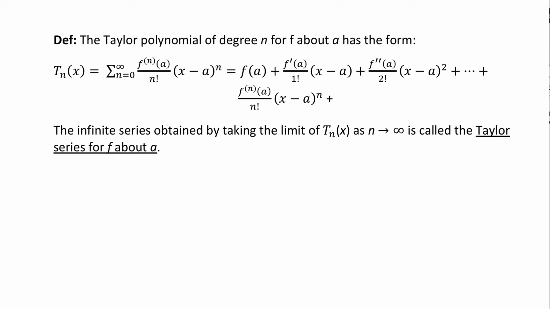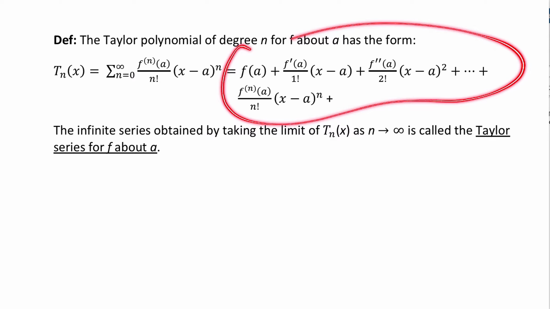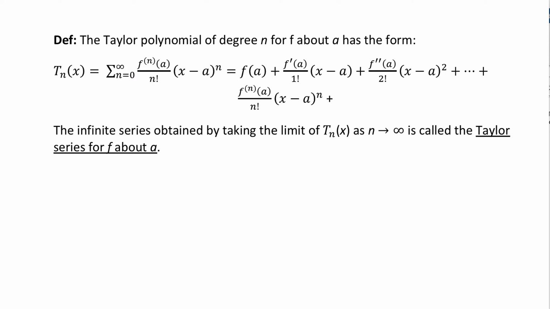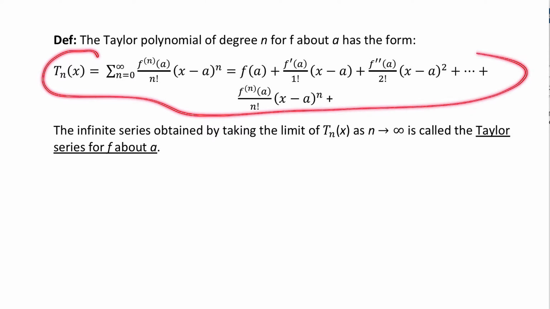So I'm going now to use this to define my Taylor polynomial, okay? Now the Taylor polynomial of degree n for f about a has the form, and then what I just said, right? It's just the sum of, well, the cn coefficients are given by the nth derivative evaluated at a over n factorial times x minus a to the n, and this is what we have, okay? Now, the infinite series, as usual, is obtained by taking the limit as n goes to infinity of your Taylor polynomial of degree n.